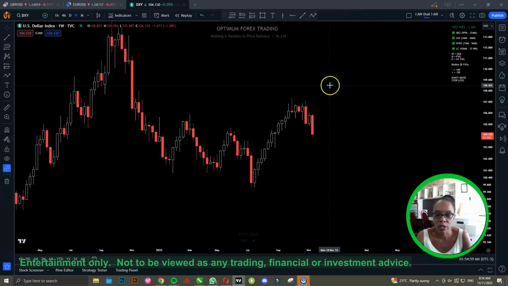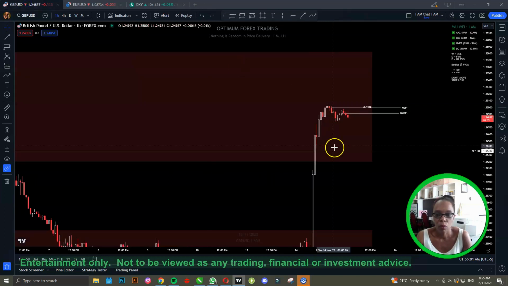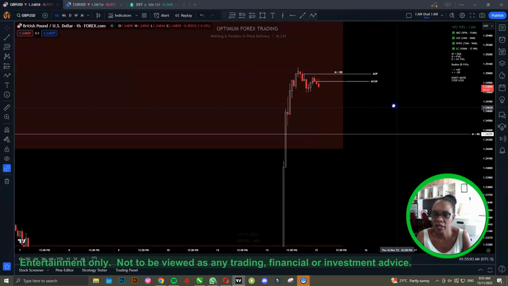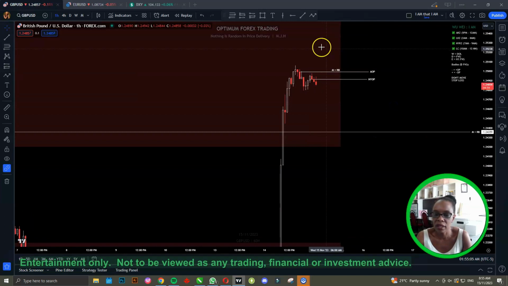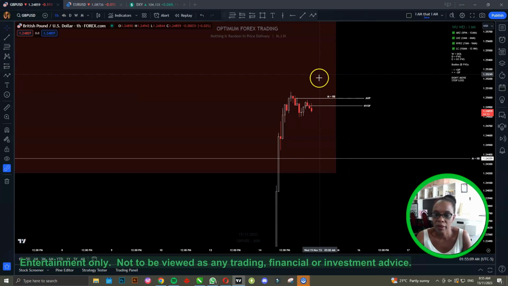If DXY is going up, cable will be going down. But my confidence in cable going down is if it comes up at least to buy side up here, and then it starts making its way down. So far, this price action on Tuesday has created the high of the week. It would be interesting if this high stays as high of the week and is not taken out today.